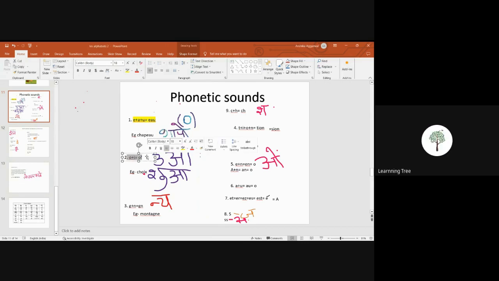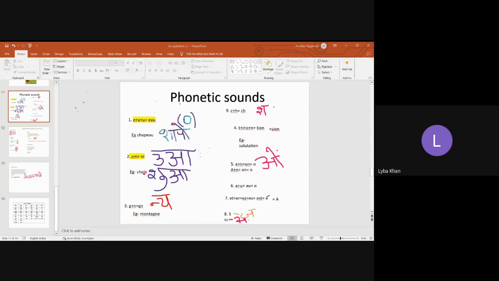The next sound is OI. OI gives the sound of UA. Whenever it usually comes in between a word, I give the sound of UA. Hence, it is "shua". And the next sound is GN. GN gives the sound of "nya". So it's montagne. Is this clear? Are these three sounds clear?